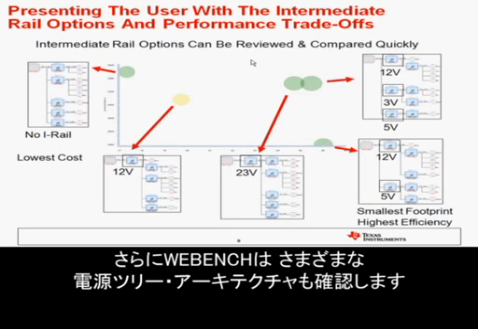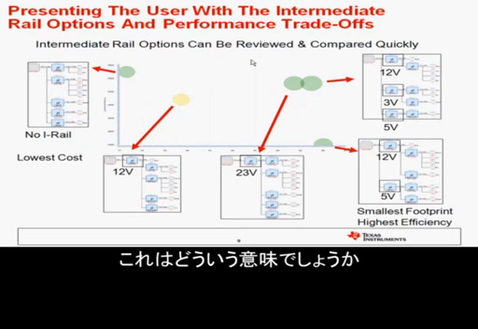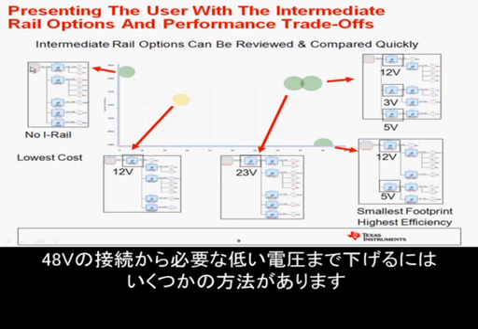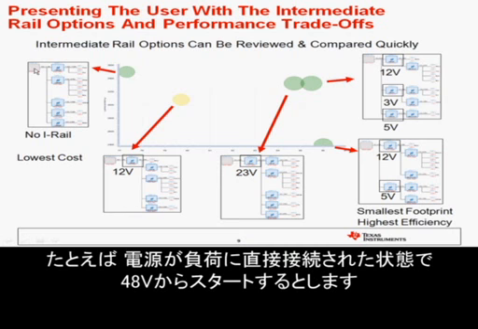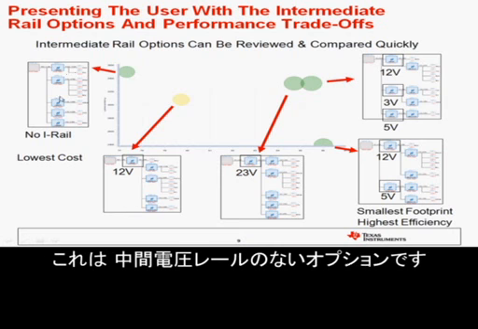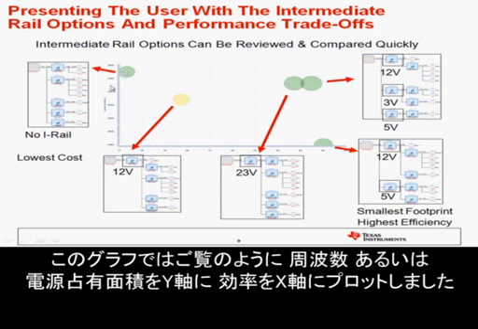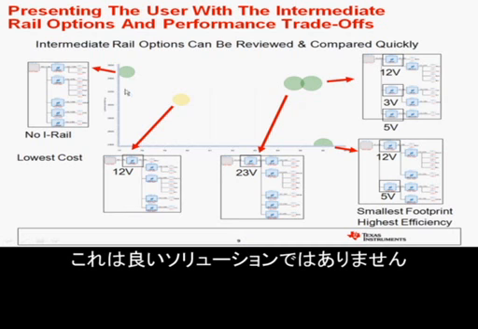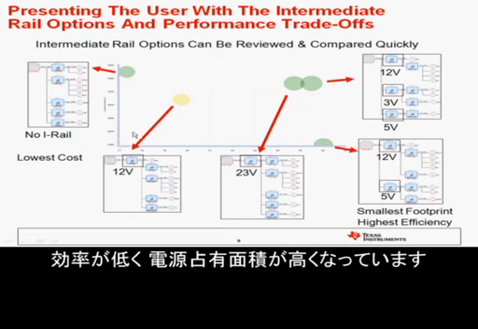In addition, WebBench will look at different power tree architectures. What does this mean? Well, there's different ways to hook up 48 volts and drop that down to the low voltages that we need. For example, you can go from 48 volts with a supply connected directly to your loads, and that's what we'd call a no intermediate rail option. And in this graph you can see we've plotted the footprint on the y-axis and the efficiency on the x-axis, and that's not a particularly good solution. It's got low efficiency and high footprint.